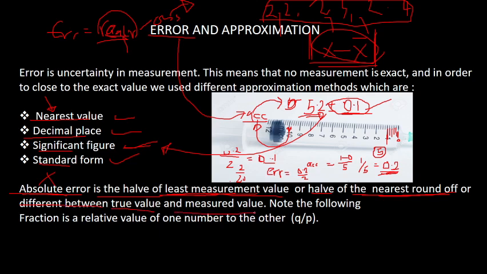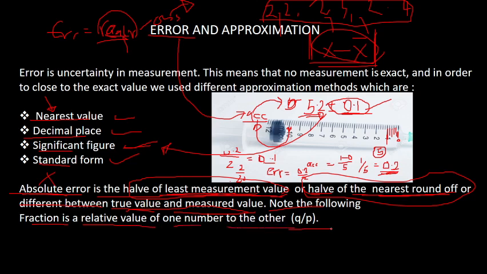You have seen three methods by which absolute error can be known. Number one, half of the what? Half of the least value of the measurement, or half of the what? Nearest round-off value if you round it off, or difference between true value and measured value. Note the following. Fraction is a relative value of one number to another. And there is a reason why we stipulate this particular number.